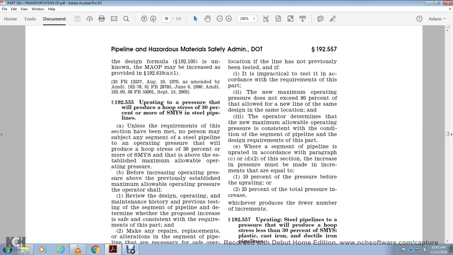Unless the requirements of this section have been met, no person may operate a segment of steel pipeline at a pressure that produces a hoop stress of more than 30% of the specified minimum yield strength, above the established maximum allowable operating pressure.